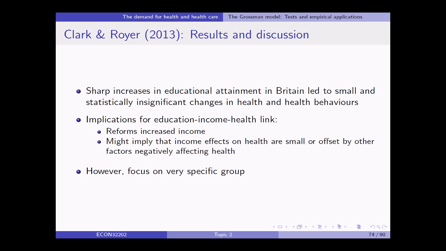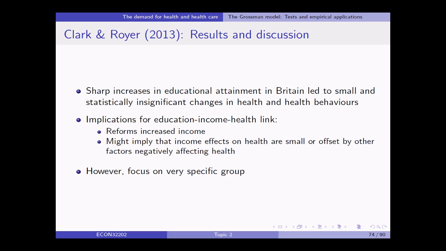So what Clark and Royer found was a sharp increase in education attainment. Education levels increased dramatically because of these reforms, but it didn't really affect health or health behaviours. So in the data they have, there was no difference in kids who went to school for 14 years versus kids who went to school for 15 years. So this would suggest that education doesn't affect health. There's no difference in people with 14 years of education versus people with 15.